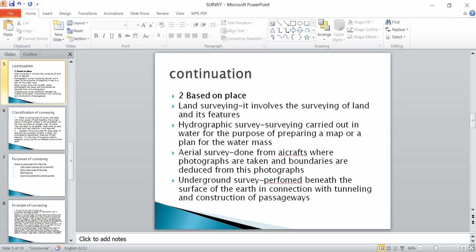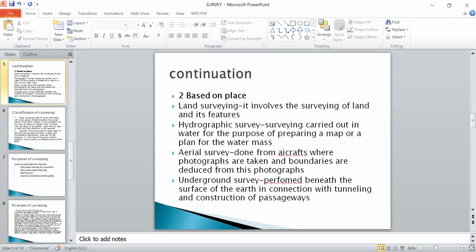We go to number two, hydrographic surveying. This is the survey that is carried out on water, and the purpose of conducting the survey is to prepare a map or a plan for the water mass. Aerial survey. Aerial, just as the name suggests, is done from the aircraft, whereby photographs are taken and boundaries are deduced from these photographs. It is also called the photogrammetry survey, which is done in air.